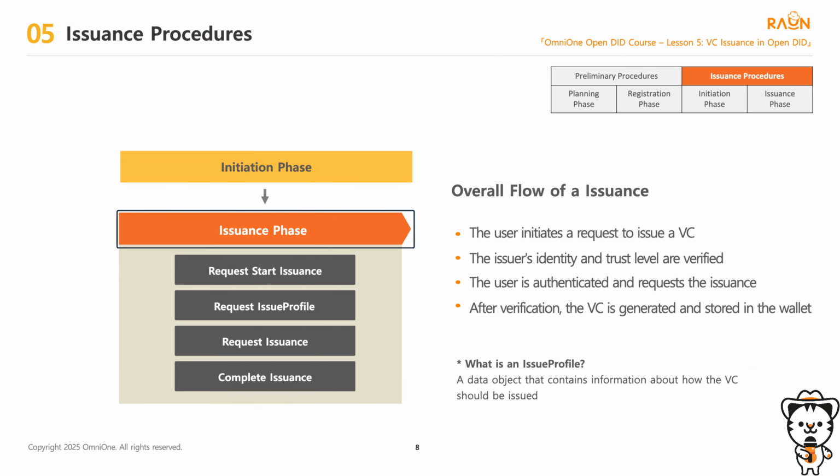In the issuance stage, the user and issuer carry out the credential issuance based on the earlier mapping. The process starts when the user submits an issuance request. Next, the user also requests an issue profile. The issue profile includes metadata about the issuer, schema details, and how the issuance process will proceed. Through this profile, both the user and the issuer clearly understand the encryption algorithms used and the attributes in the VC. Once the request is submitted, the issuer performs user authentication to confirm the user is eligible for the VC. Finally, the VC is issued and securely stored in the user's wallet.